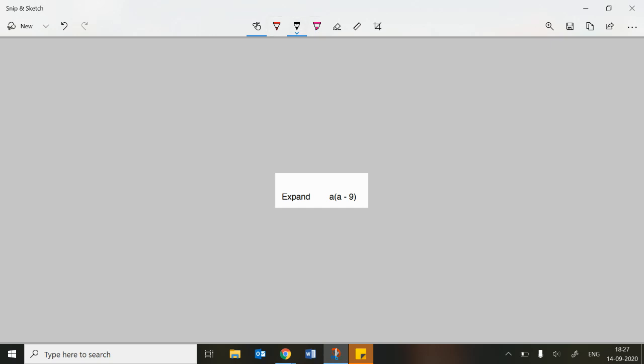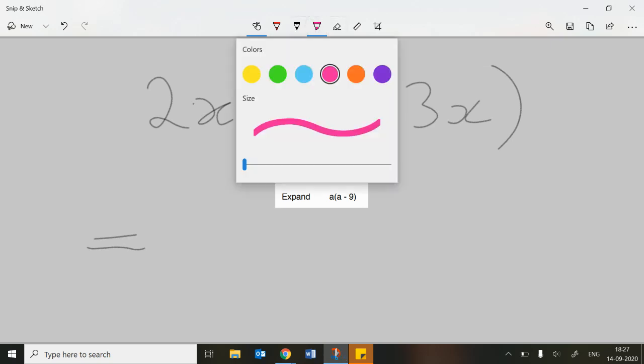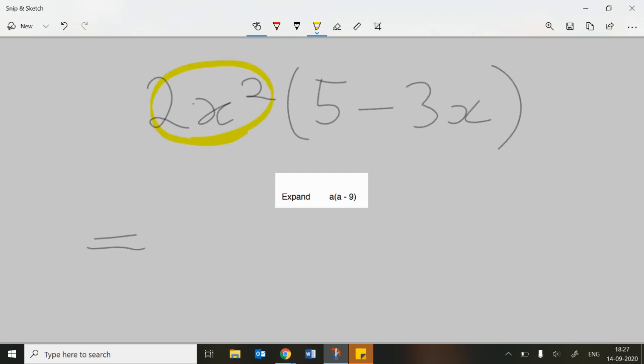Well, let's make things a little bit trickier. I saw some harder ones there as well, so let's really ramp it up a bit. Let's do 2x squared, and inside the brackets, I'm going to do 5 minus 3x. Okay, so we're really making it much more complicated now. So first, we're going to do the 2x squared times the 5, and then times the minus 3x.